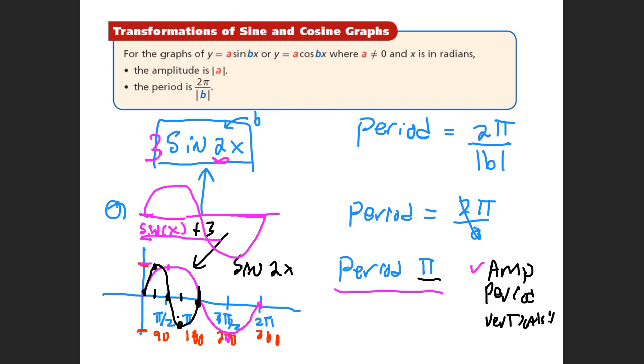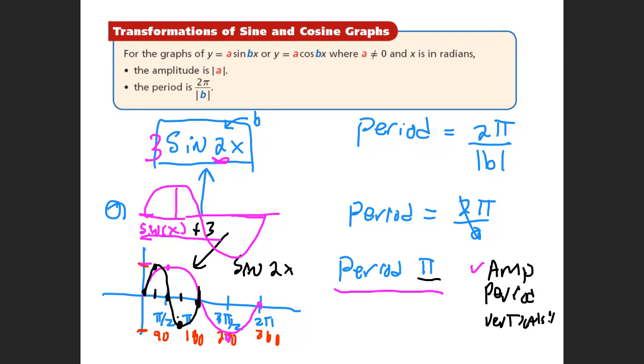What is the amplitude of a normal sine function? It's just 1. Vertical stretch or shrink, that's just the period. Vertical shift is up and down, but we're going to also talk about shifting left and right. Well, we're not into that just yet.